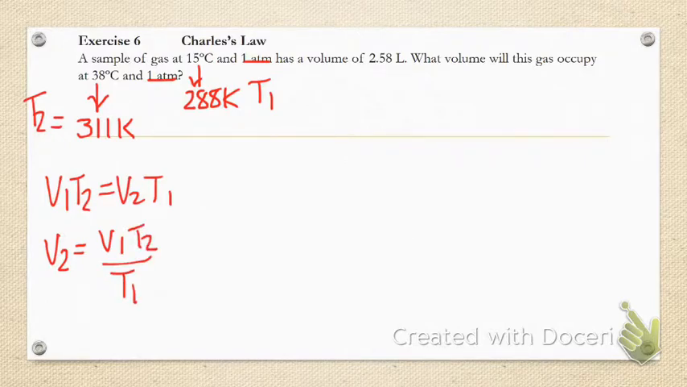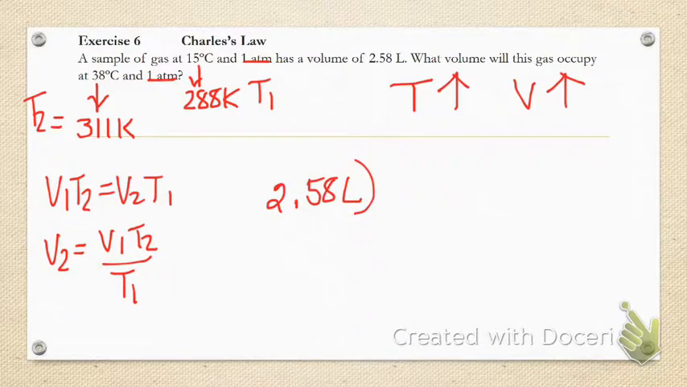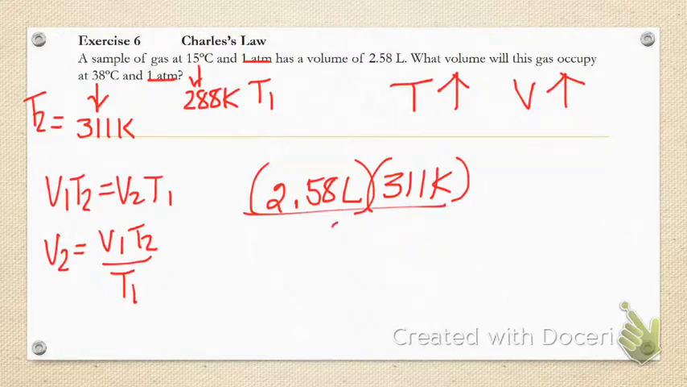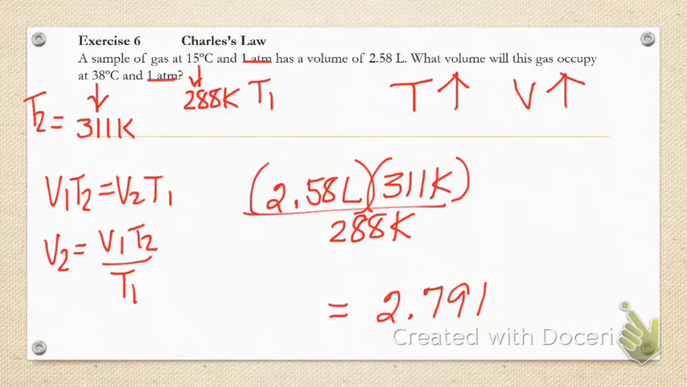Again, before we plug anything in, we're going to say, okay, what did our temperature do? It increased. So I expect my volume to also increase. Again, if there was a multiple choice question, I could throw out anything in which the volume decreased and say those are not it. So 2.58 liters times our T2, which was 311 Kelvin, divided by our T1, which was 288 Kelvin. And when I throw that in the calculator, I got 2.79 liters.